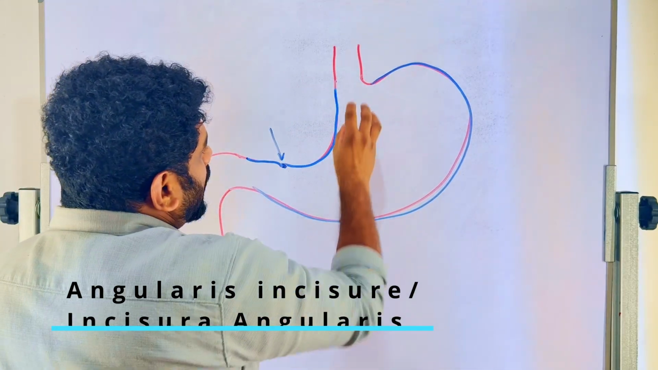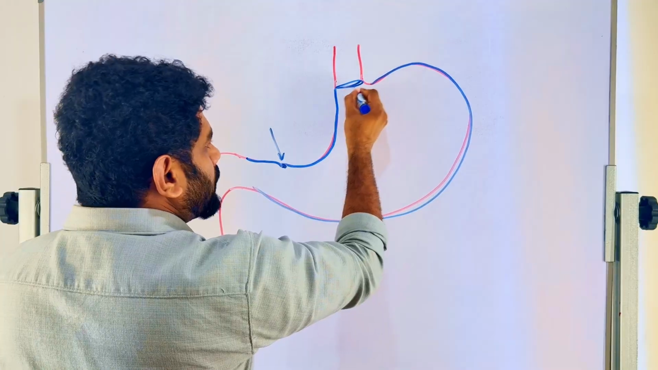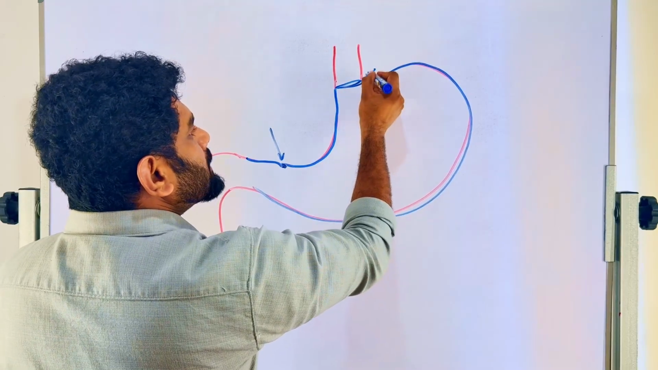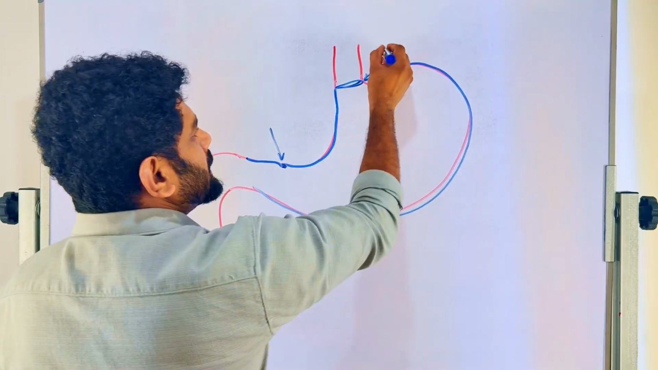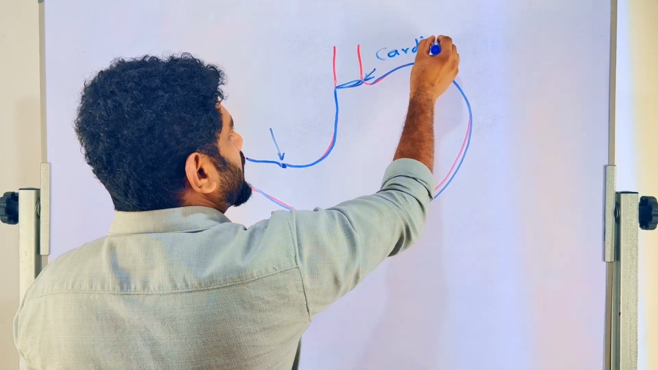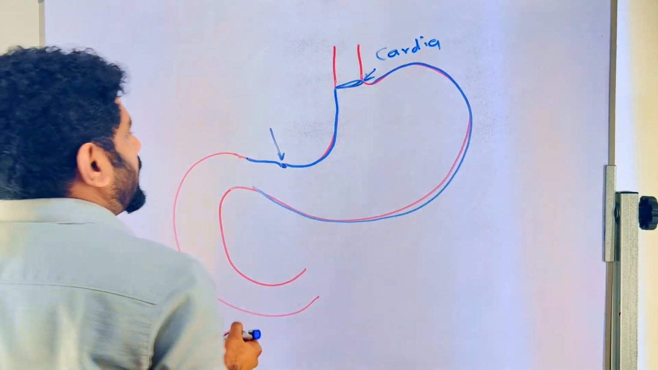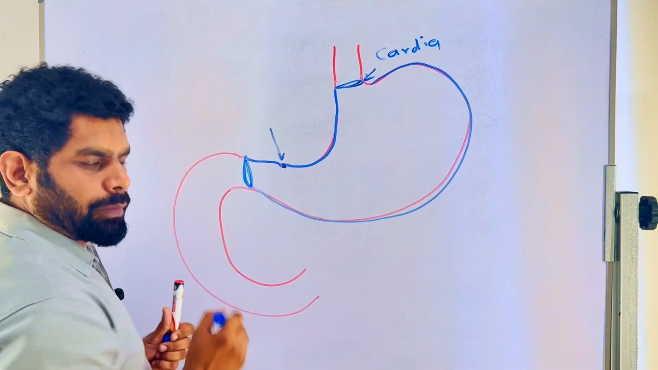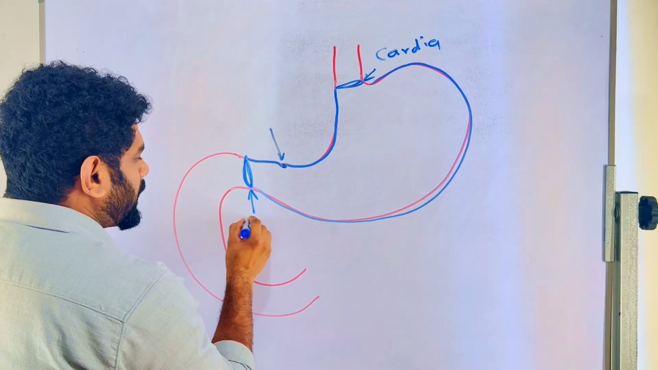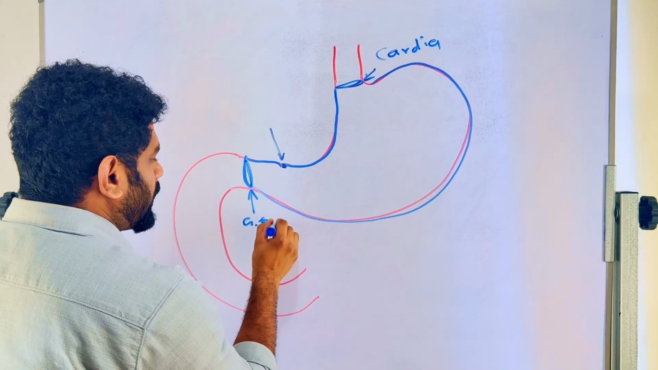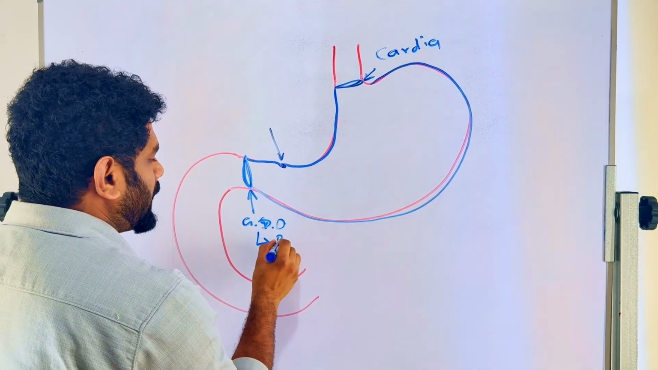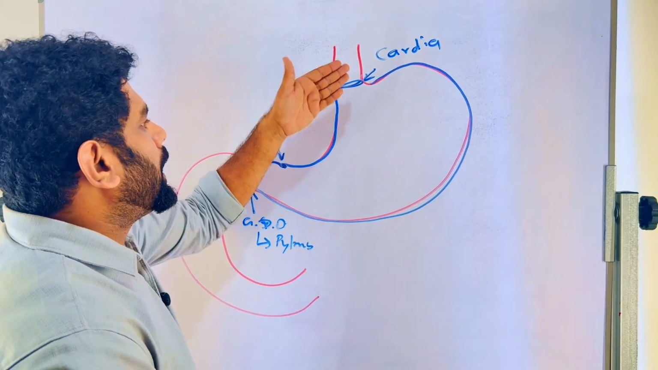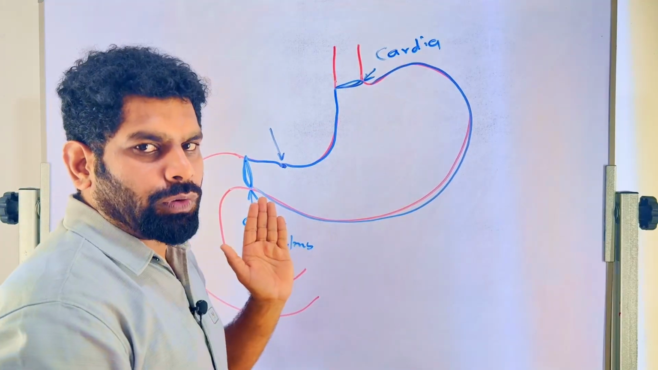There are two orifices. One orifice connects the esophagus and the stomach. It's called the gastroesophageal junction, which is called the cardia. And here we have another orifice which connects the duodenum and the stomach, the gastroduodenal orifice, which is called the pylorus. So it has two surfaces, two curvatures, and two orifices.